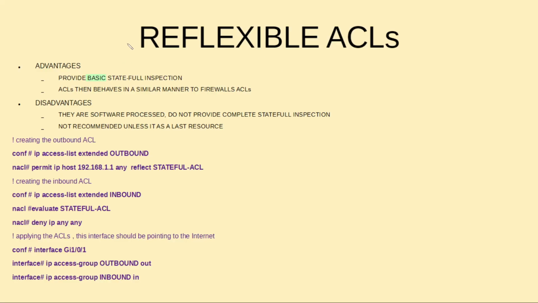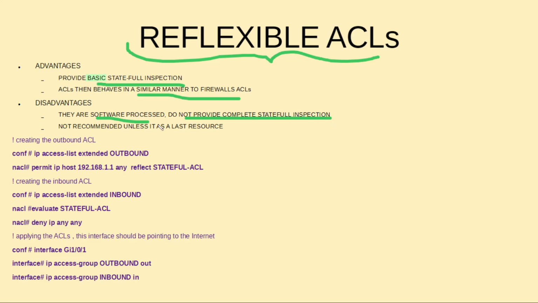Now let's talk about reflexive ACLs. With reflexive ACLs, we can provide basic stateful inspection in a similar way to what firewalls provide. However, reflexive ACLs are processed in software. They do not provide complete stateful inspection. It is not recommended to use this feature because we should rather use an actual firewall.